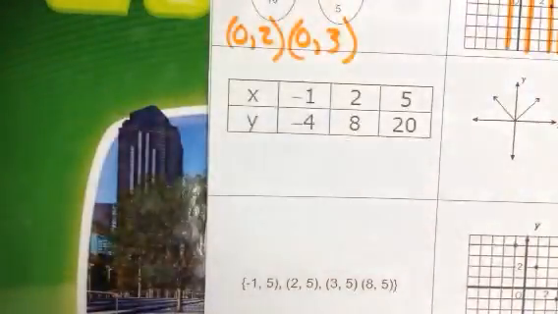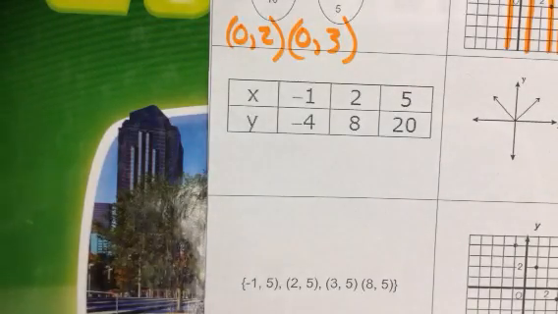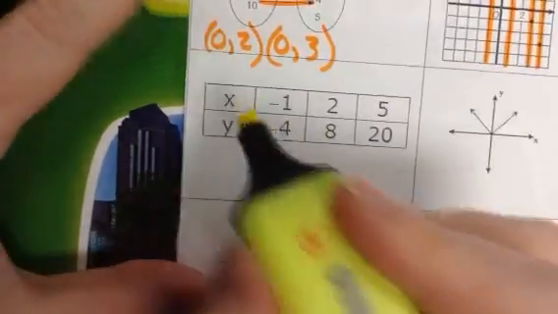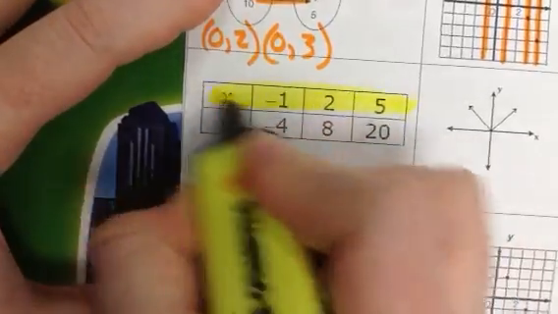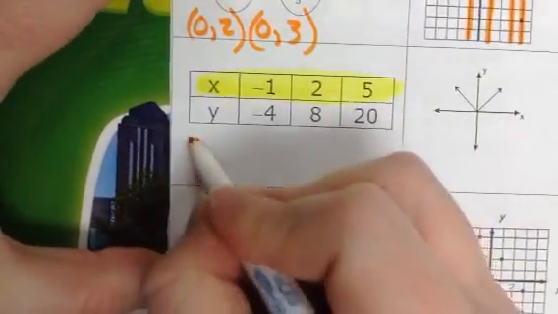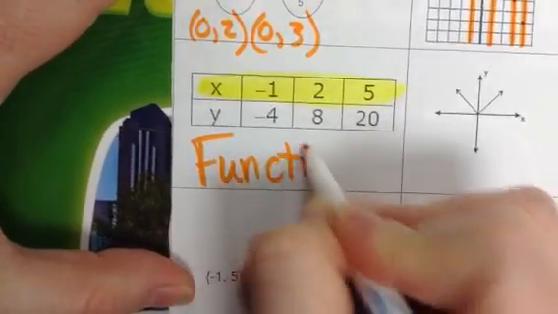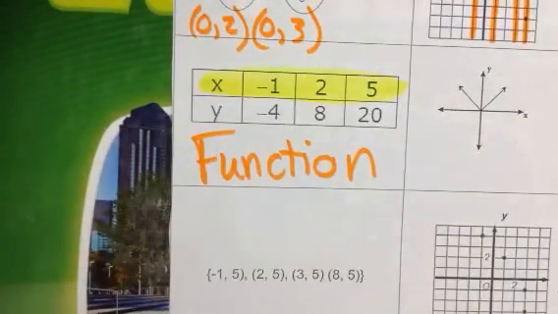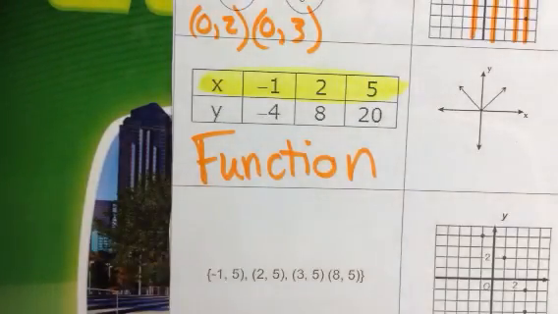Okay, whenever I look at my table, I'm only checking the x numbers. So as long as the x number does not repeat, I know it's a function. So I have a -1, a 2, a 5. That table is a function because the x numbers only had one y number that went with it.